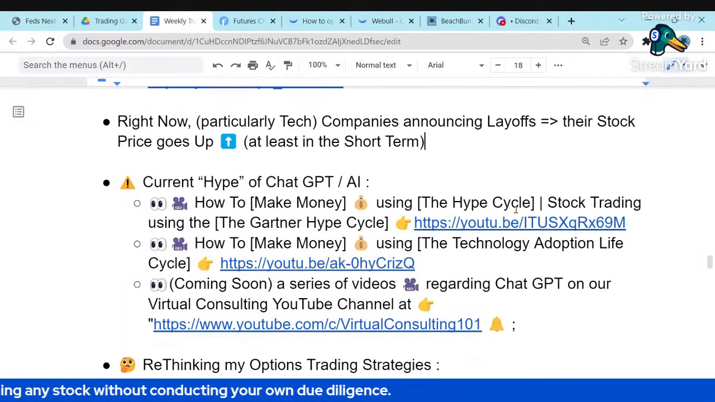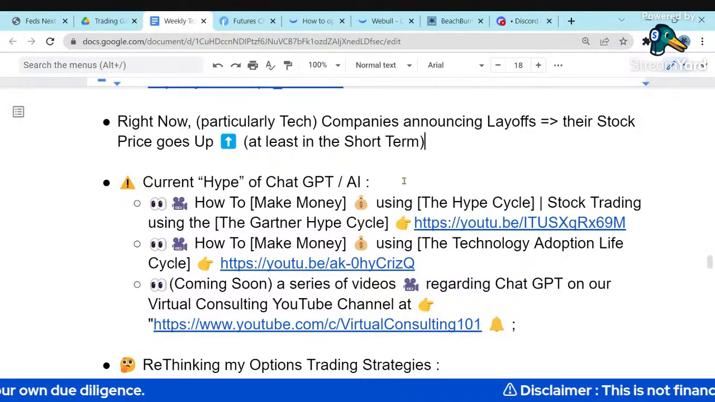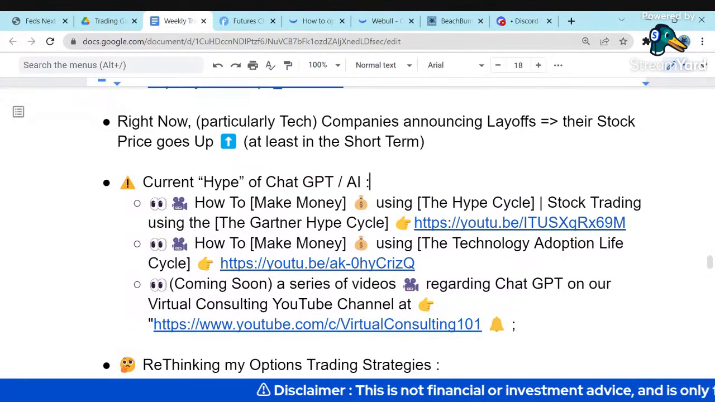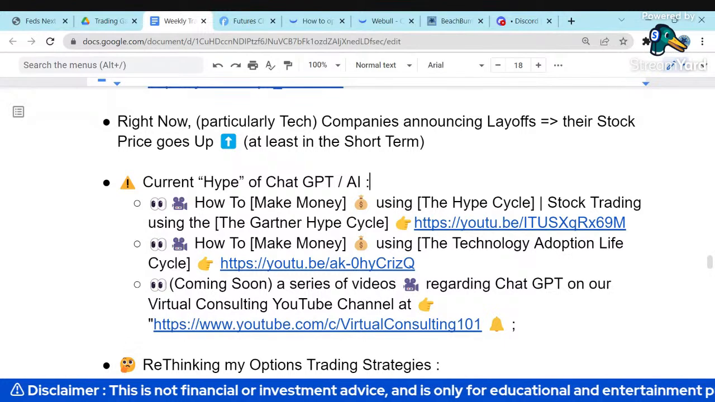Also wanted to mention ChatGPT and the current hype of ChatGPT and AI. You're starting to hear about ChatGPT on the mainstream media. Everybody's now talking about AI and looking at stocks to buy to take advantage of this hype, and there is an opportunity there on that hype.